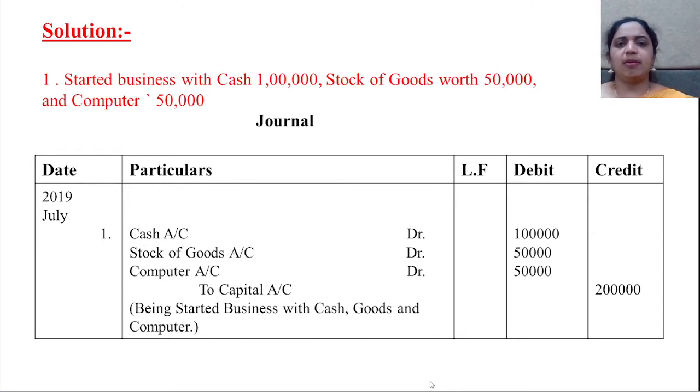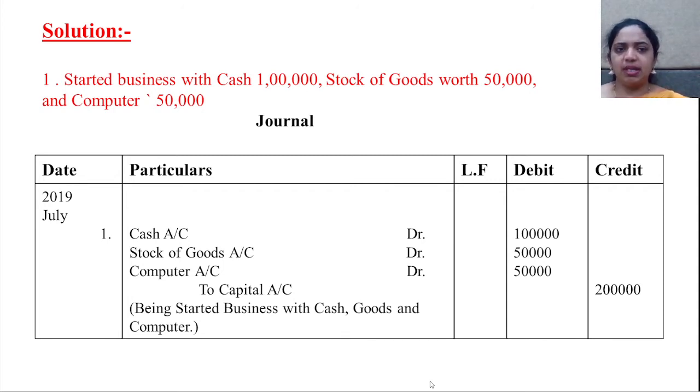You can see the format in front of you: journal, date, particulars, LF, debit, credit. So cash account debit, the amount you will write on the debit side. So cash account debit 1 lakh. As stock comes in, stock of goods account debit, how much is that? 50,000. Because here it is stock, you cannot have a goods account, so you have to write stock of goods account. Okay, so stock of goods account debit 50,000. Next is computer account debit 50,000, because the computer comes in.